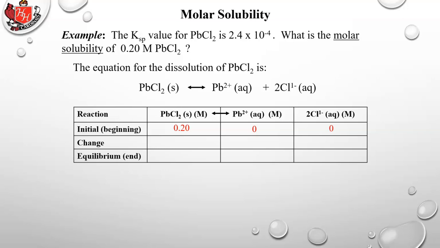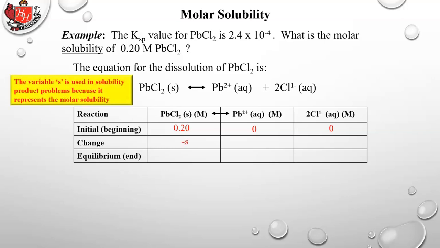They weren't given, so we assume that's 0. Now, we use a variable s, so we're going to subtract s. You could use x like we've done so far, but we just do it to emphasize that it's a solubility equation. So the variable s is used in solubility product problems because it represents the molar solubility. So that's the number of moles that's going to actually dissolve. So that is what molar solubility is. It's the s right there in the change line.